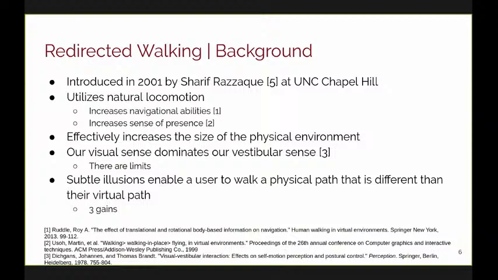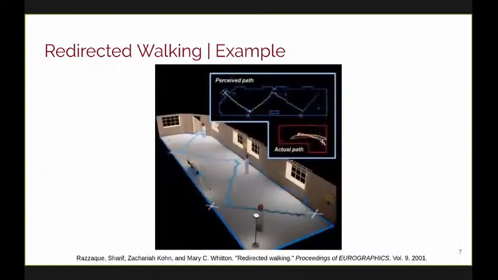This is done through subtle illusions that enable a user to walk a physical path that is different than their virtual path. And we call these illusions gains. Here's an example of a redirected walking experience. In fact, it was the first published redirected walking experience. The user can explore the virtual environment shown in blue while staying within the confines of the physical space shown in red.